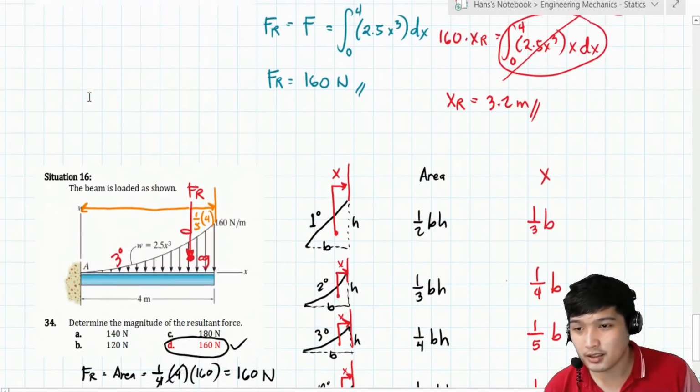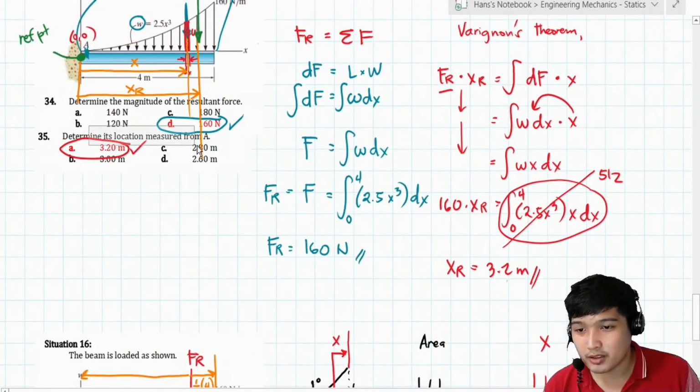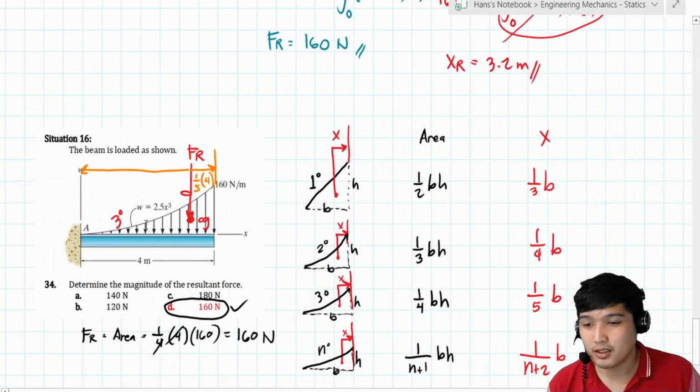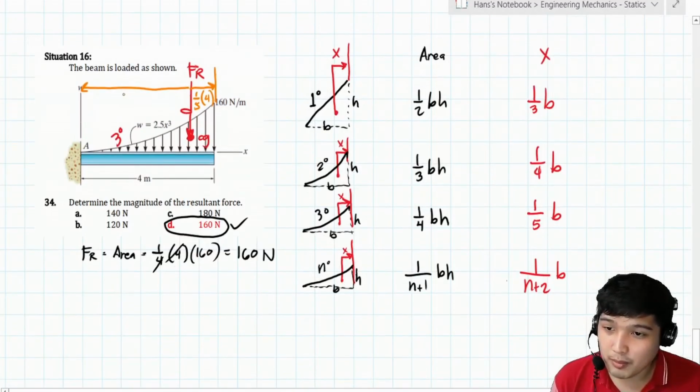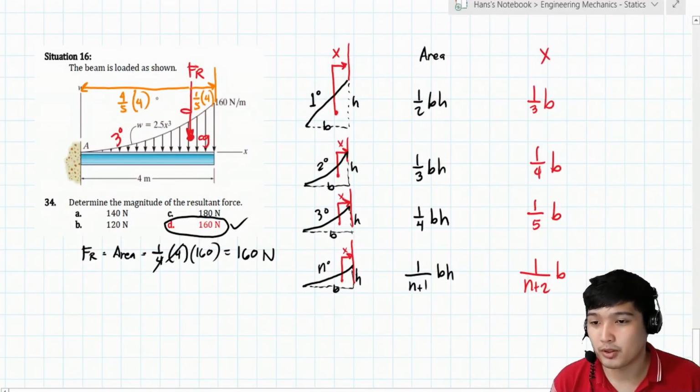Tama ba? Balikan nga natin, hindi ko binasa eh. Determine its location from A. So, tama. So, kung 1/5 yun doon, ito magiging 4/5, di ba? Of 4. O, ilan yung class? 4/5 of 4. So, that one is equal sa 3.2 meters.